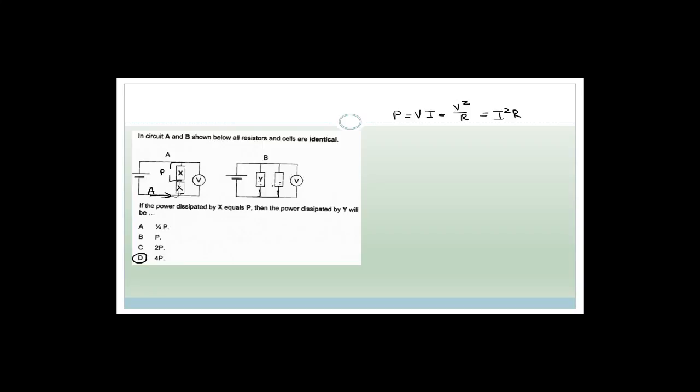Now, because these resistors are in parallel and they're the same size, it halves the resistance. But we know that V is equal to IR, and V is constant in both of these, for the simple reason that they tell us the cells are identical. So if we halve the resistance, we're going to be doubling the current in this bit. If we double the current, in the formula it's 2 squared times R, so it becomes 4 times R. Therefore, 4 times the power will be dissipated by Y than by X. I hope that explains it a bit better.